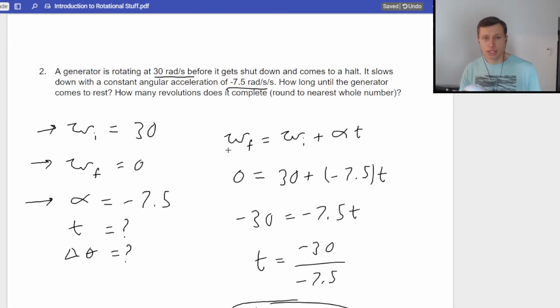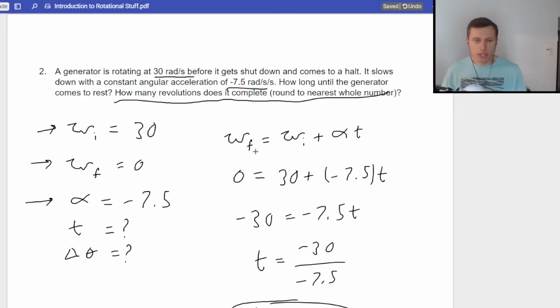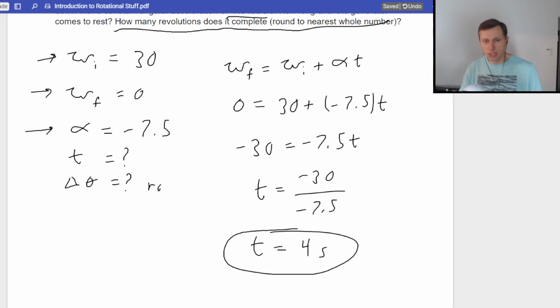The second part of the question, how many revolutions does it complete? Round our answer to the nearest whole number. So again, we're going to be solving for delta theta, which is going to be in radians, and then we need to convert to revolutions.